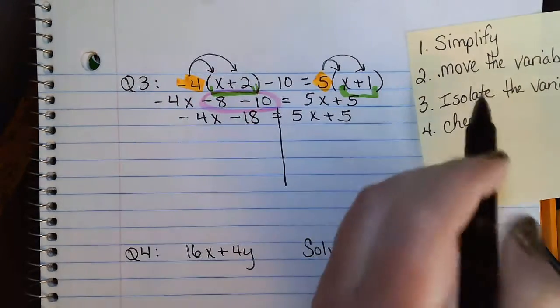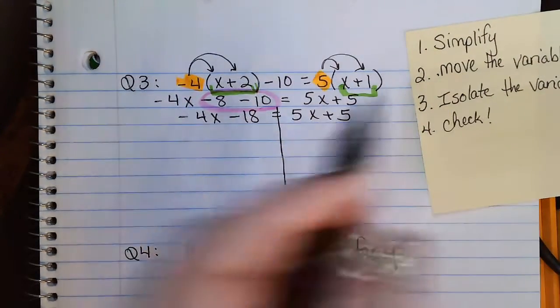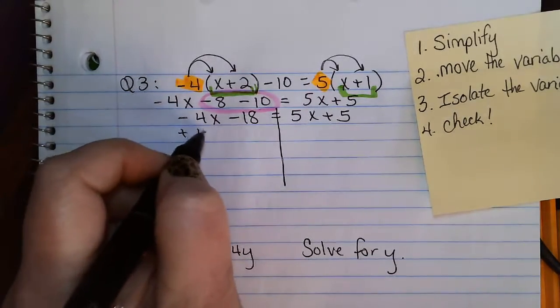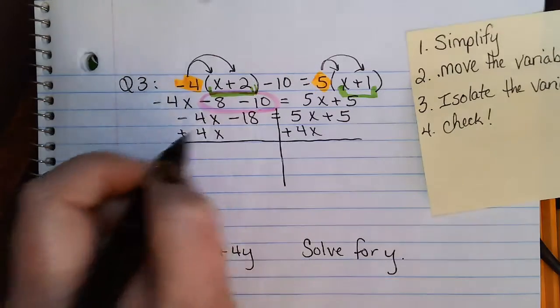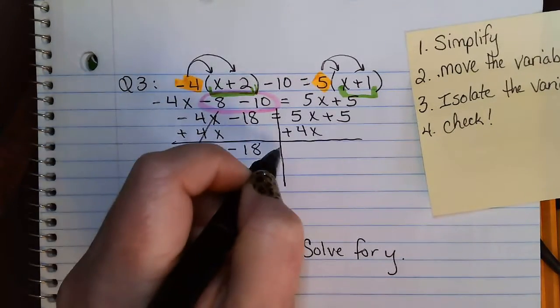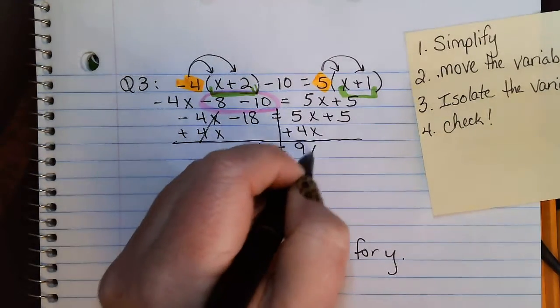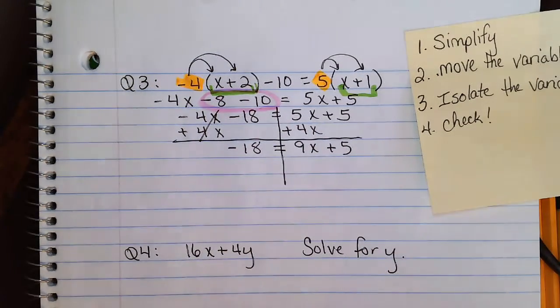And now I am going to start moving my variables. I am going to add 4x to both sides. So negative 18 equals 9x plus 5.